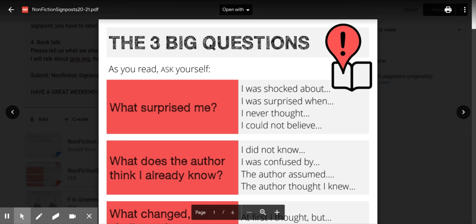All right, go to your Google Doc, open it up, and start labeling and reflecting on your signposts.